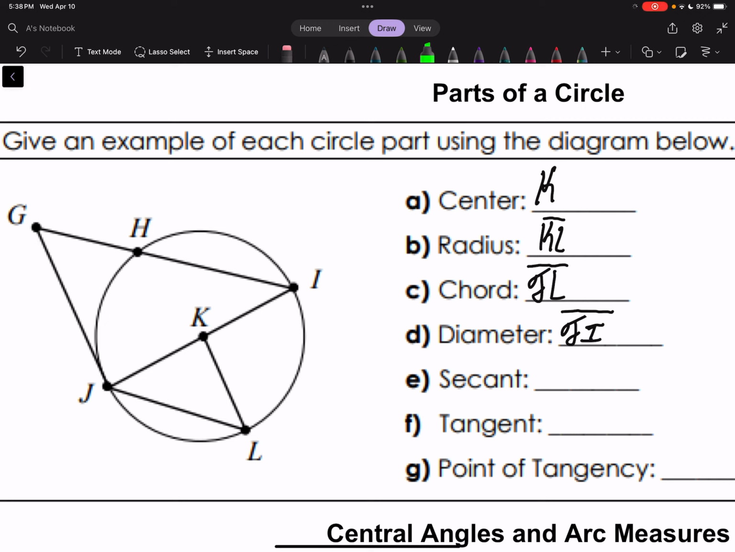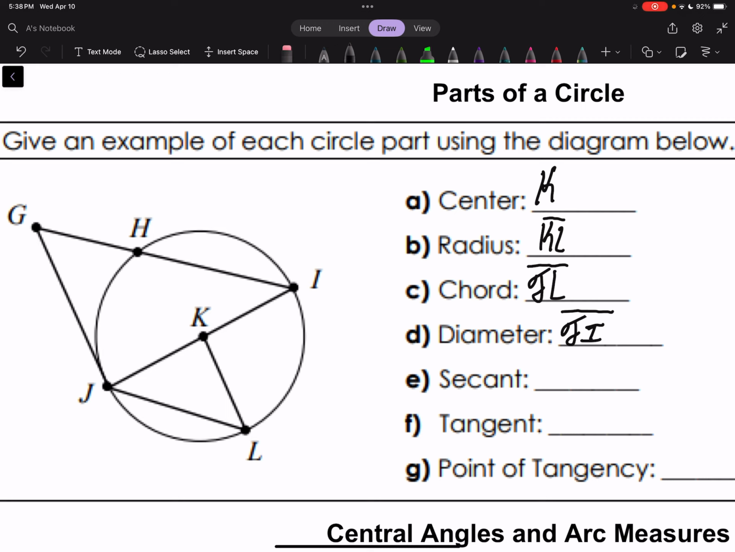A chord is when we have 2 points on the circle. Any 2 points you want, and you're connecting a line between the 2 points. Okay? A diameter is whenever you have a chord that passes through the center. Okay? That's important to note.